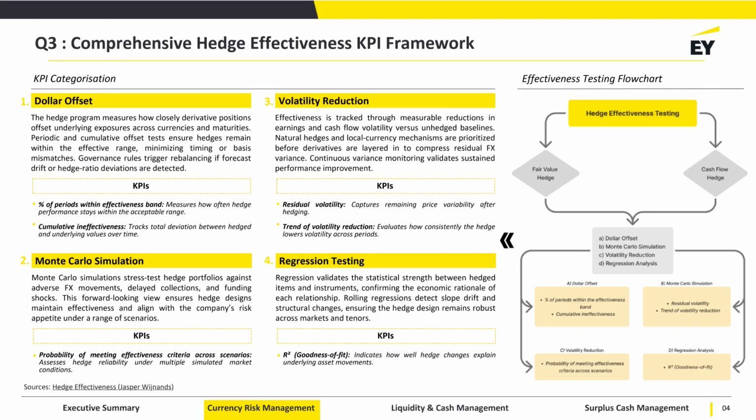Natural hedges are prioritized, and then come the derivatives. Regression testing validates statistical relationships between hedge instruments and various exposures. The KPIs for each of these methods have been deeply researched and mentioned in the flowchart as well as spoken about in detail under each of these topics.